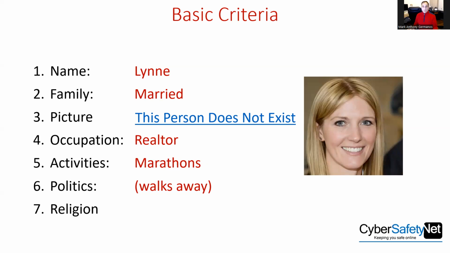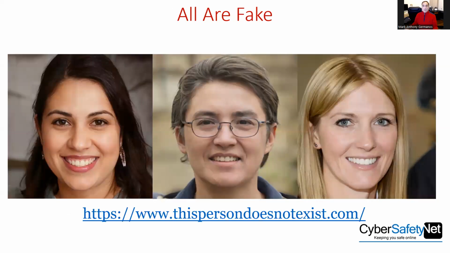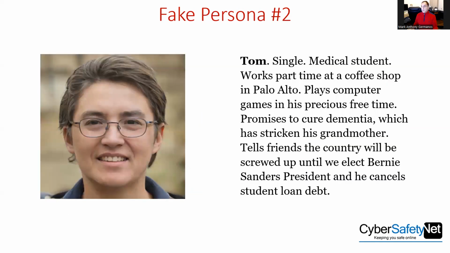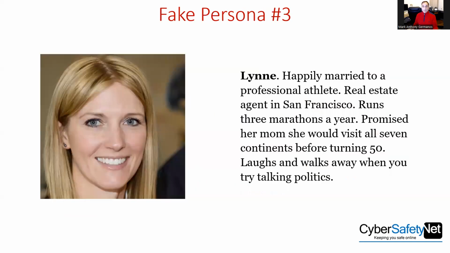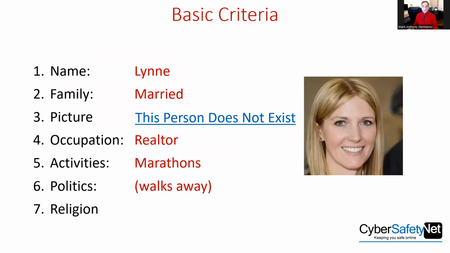Now, as we learned back in episode 117, all three of these personas are fake. I grabbed computer generated pictures from a site called This Person Does Not Exist. I saved those locally. I looked at these pictures, then I built personas around these pictures. That's how we got Cassandra, who runs Neighborhood Watch, and Tom, the barista, who wants Bernie Sanders to cancel the student loans, and Lynn, the realtor who runs 3 marathons a year.